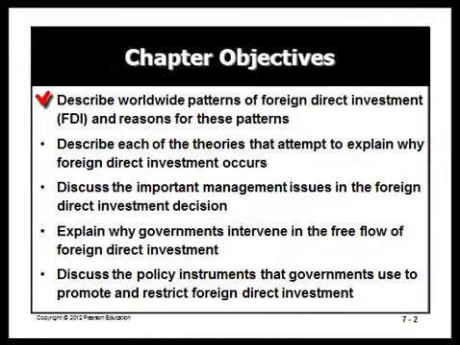This chapter's objectives are to describe worldwide patterns of FDI and reasons for these patterns. Describe each of the theories that attempt to explain why foreign direct investment occurs. Discuss the important management issues in the foreign direct investment decision. Explain why governments intervene in the free flow of foreign direct investment. Discuss the policy instruments that governments use to promote and restrict foreign direct investment.